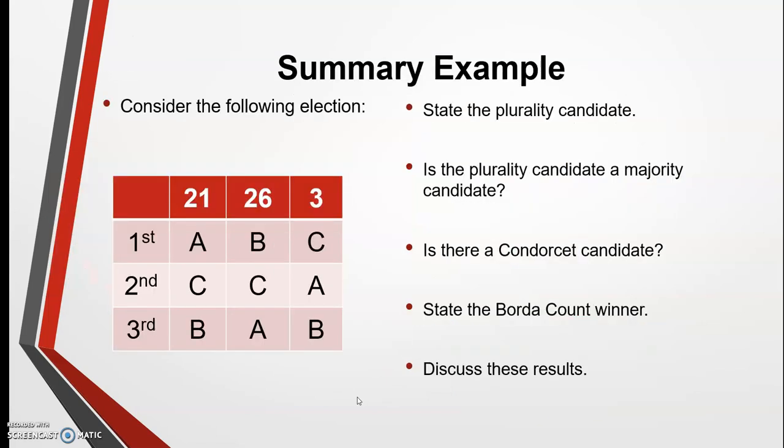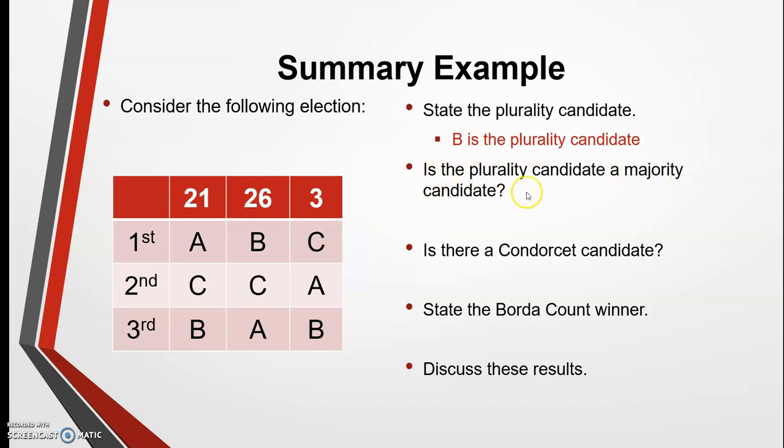So in our summary example, let's start by stating the plurality candidate. So remember, plurality means the most first place votes, not necessarily a majority, but just the most. So in this case, A has 21, B 26, and C 3. So B is our plurality candidate with 26 votes.